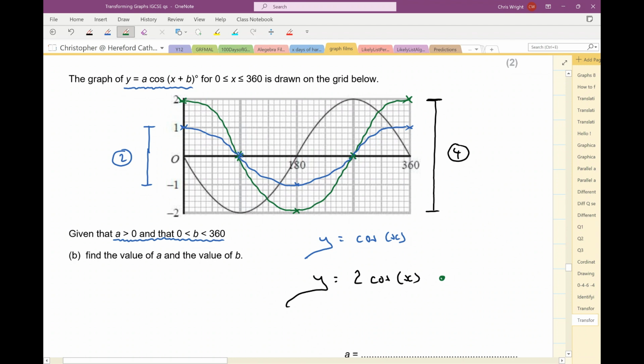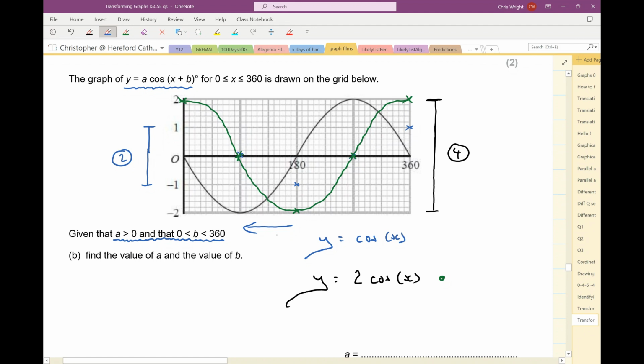All right, now how am I going to work out the connection between the black, my target, and the green, which is where I am at the moment? How do I need to change the green to turn it into the black? Well, the answer is that I'm going to need to shift it some units to the left, aren't I? How many units to the left? Well, 90 units to the left.